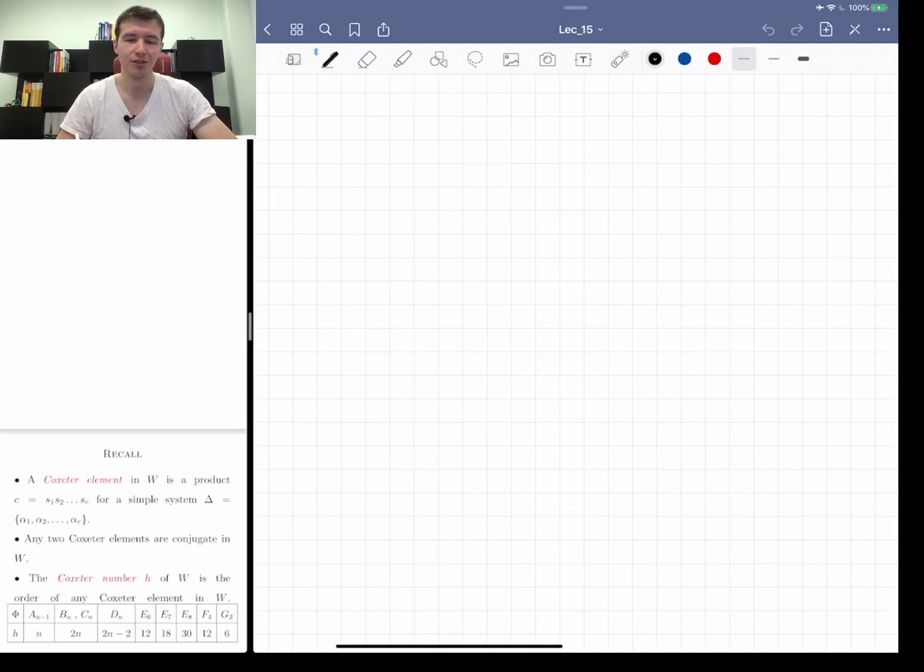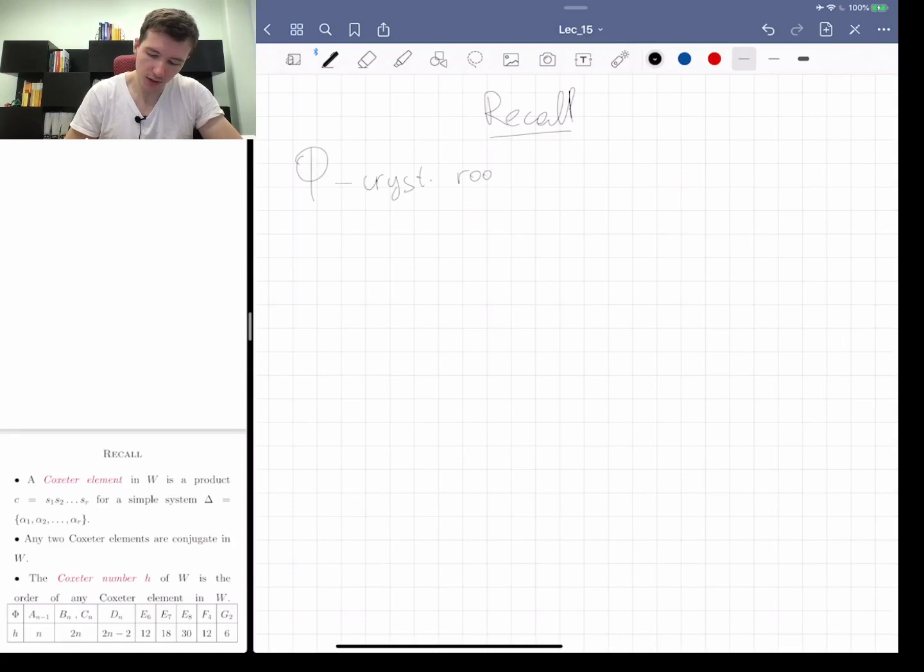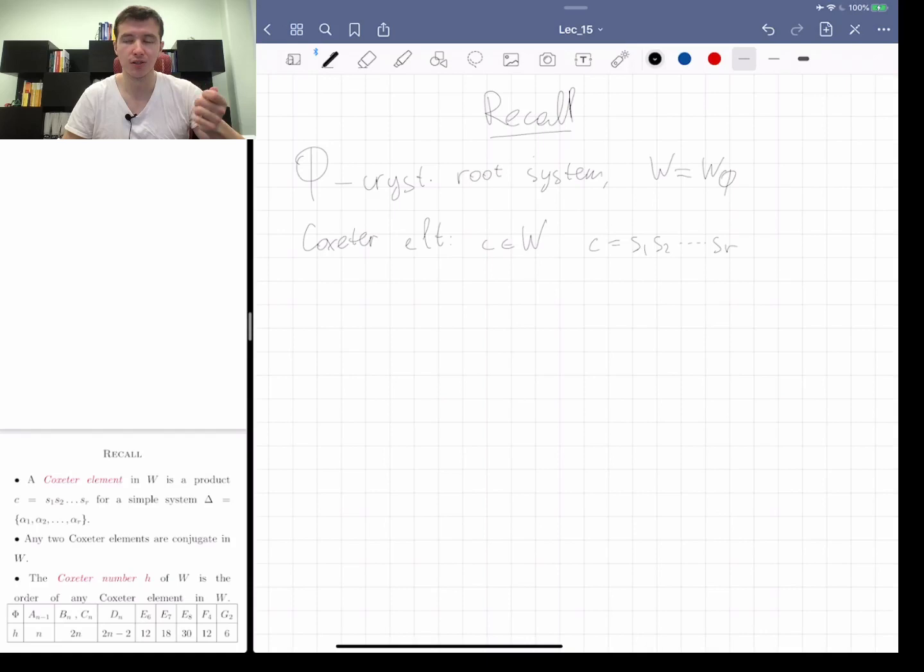Let me remind you what we did last time. Last time I finished by introducing Coxeter elements. So you start with the crystallographic root system Phi and the corresponding Weyl group W, and then the Coxeter element is an element C in W. Well, it's any element given by the product of s_1, s_2, all the way up to s_r. So any product of all simple reflections. So you choose some simple system, and it depends on the choice of the simple system and on the ordering of these elements.